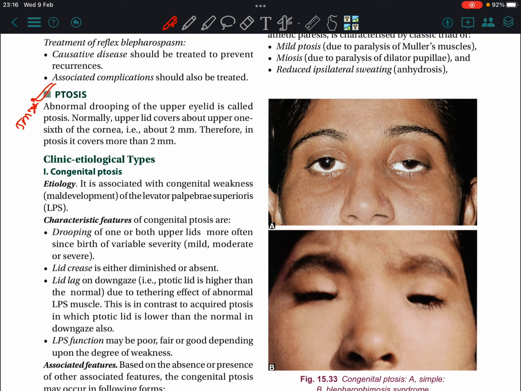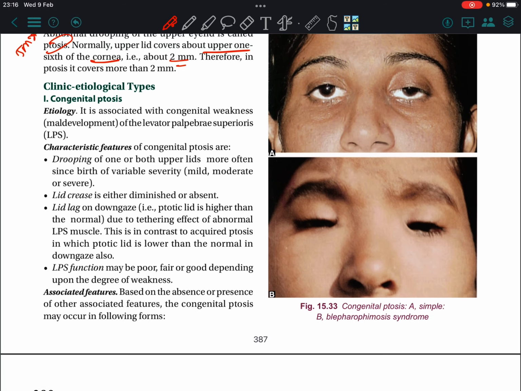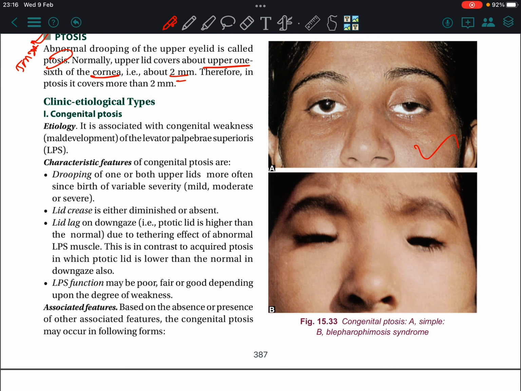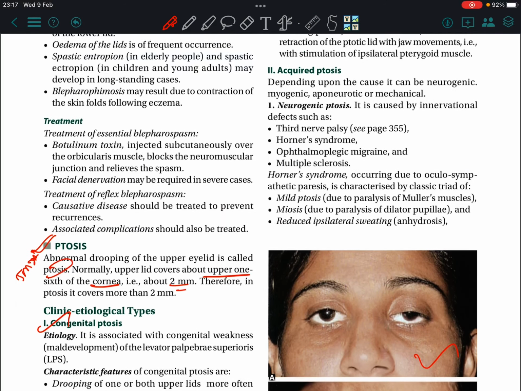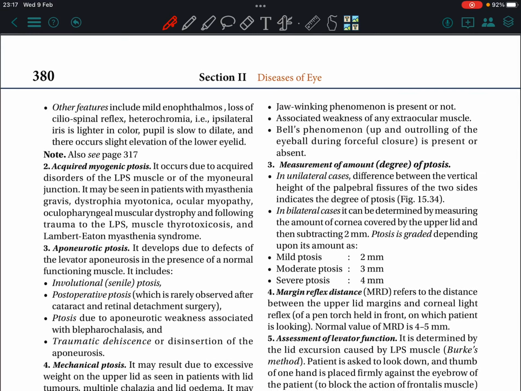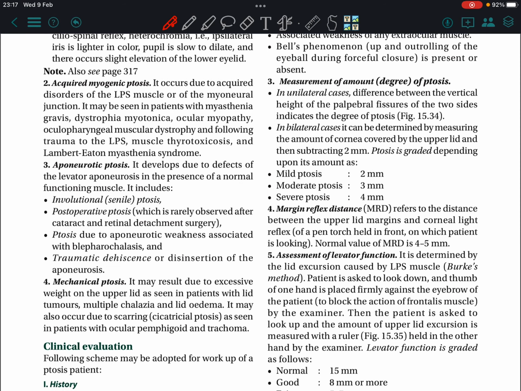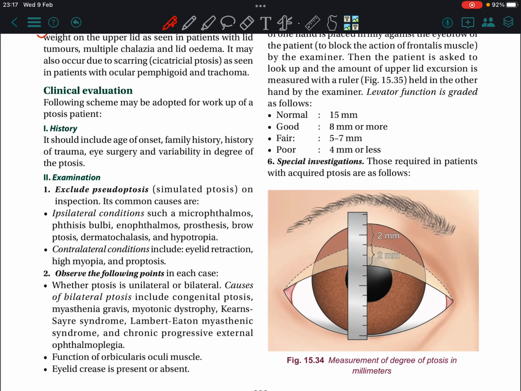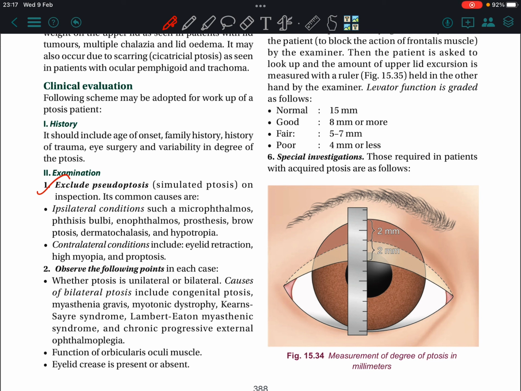Abnormal drooping of the eyelid is called ptosis. The normal upper lid covers the upper 1/6 of the cornea, about 2 mm. Therefore, in ptosis it covers more than 2 mm. Congenital ptosis is simple and blepharophimosis syndrome. Clinical etiology types: congenital, then acquired: neurogenic ptosis, acquired myogenic ptosis, aponeurotic ptosis, mechanical ptosis. Clinical evaluation: history, examination, exclude pseudoptosis, measurement of degree of ptosis in millimeters.